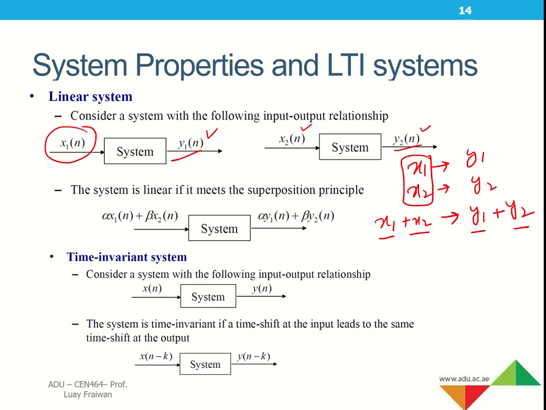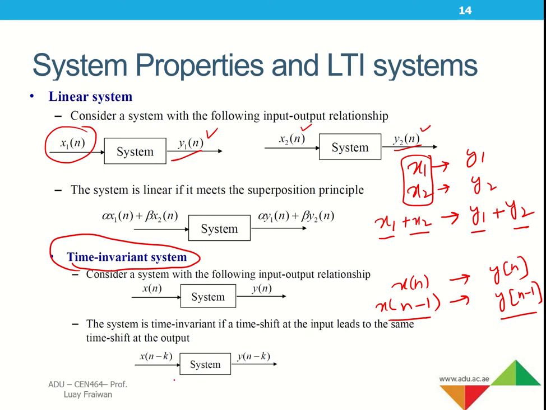Time invariant: if we have a change in time at the input side, for example, we supply x of n and get the output y of n. Now if we make a shift at the input, for example n minus 1, I should also get the same shift at the output. So if we time shift the input signal, we will have the same time shift at the output signal. If our system has such a property, it is called time invariant, that is, independent of the time variation.